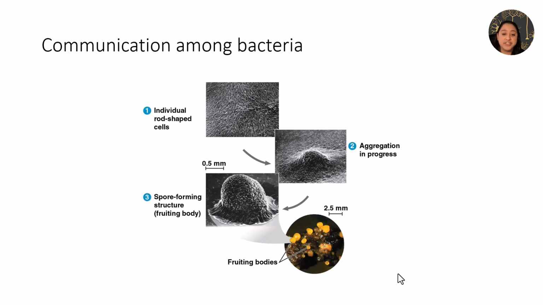So here is a visual example. Here you can see that there are a bunch of individual rod-shaped cells. And then as the cells start aggregating and multiplying, you see them start to form more and more. And then you see a spore forming structure known as the fruiting body, and you might even be able to visually see these.